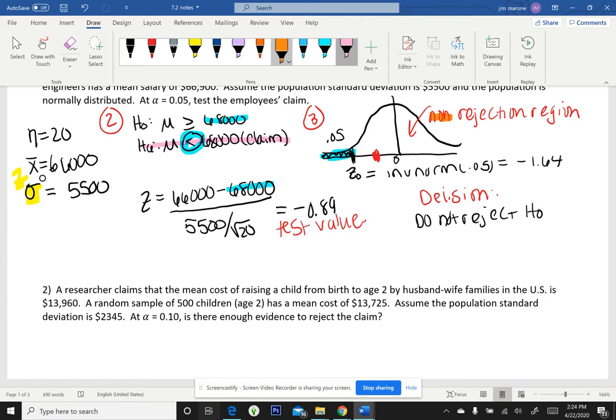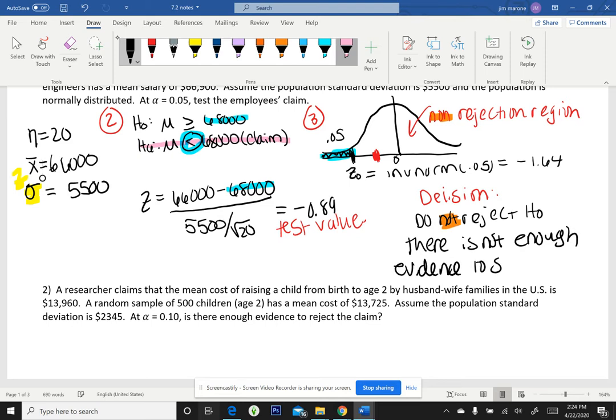Because it's in the non-rejection region, we do not reject the null hypothesis. And then there is not enough evidence to support the claim. So because the alternate hypothesis is the claim, then we talk about support. Because it's in the non-rejection region, we do not reject the null hypothesis, and there is not enough information to support the claim.